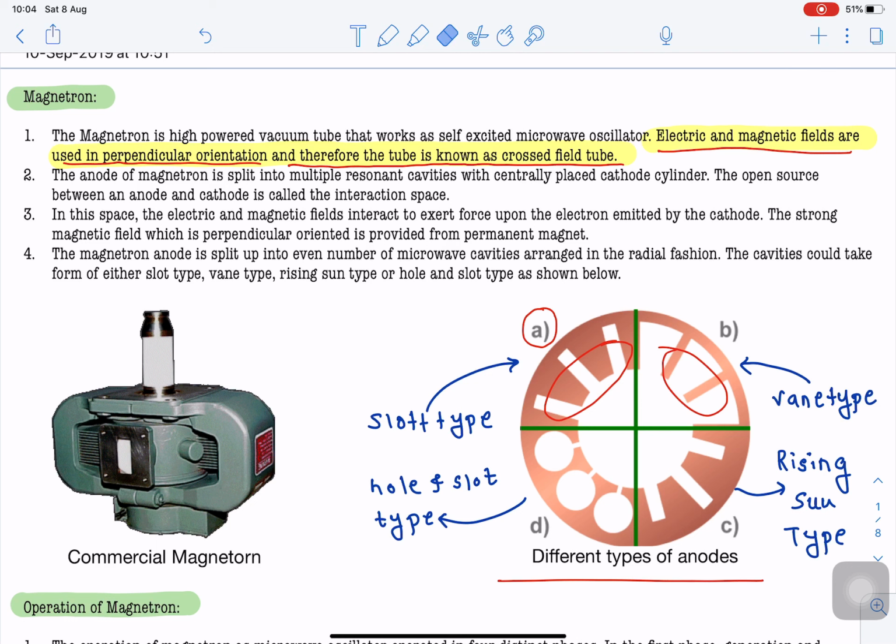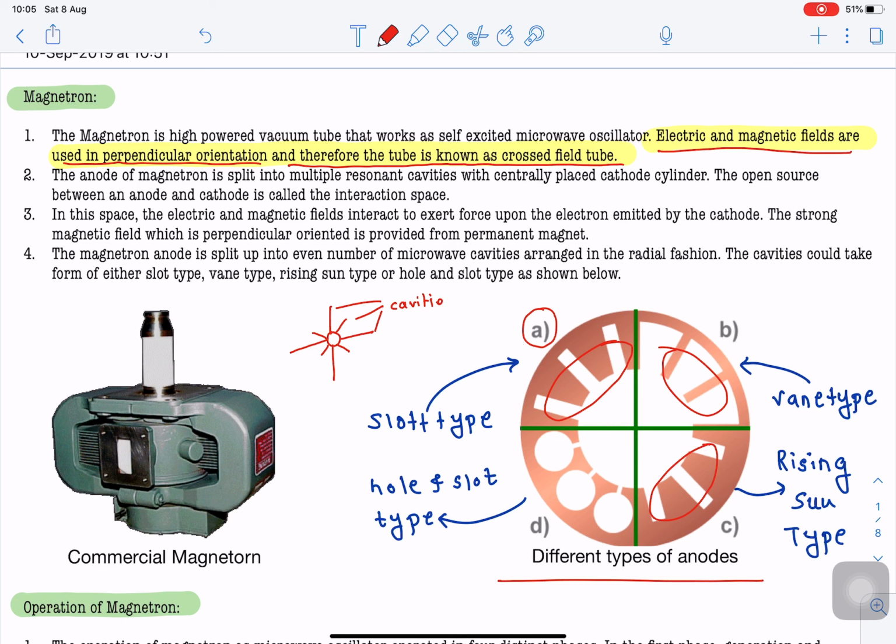And a third and very important type of cavity made on the outer periphery of this cylindrical body is the rising sun type of cavity. The rising sun cavities are made in the shape of how the sun looks while it is rising. So all these are cavities.